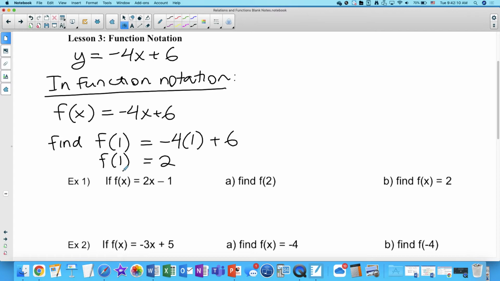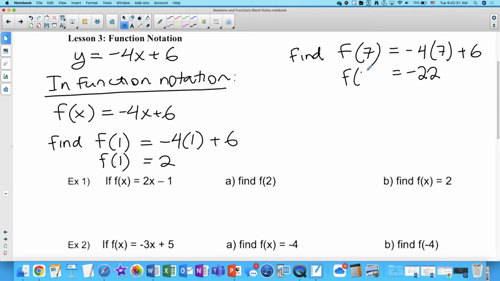Let's try another one. Find f of 7. If you want to find f of 7, you're going to replace the x on the right with whatever this number is. So it will be negative 4 times 7 plus 6. And that is what? Negative 28 plus 6, negative 22. That's really all that we do when we are looking at function notation.